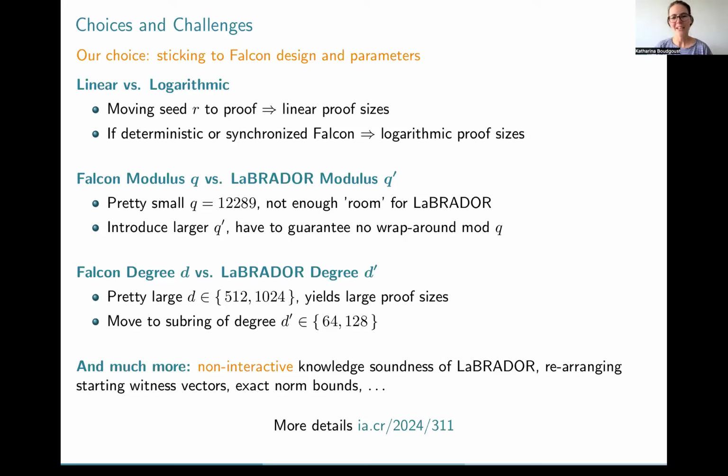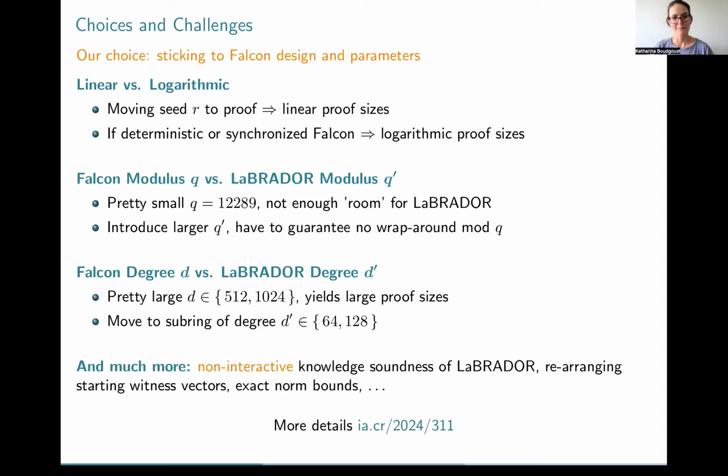And in the synchronized version, you replace the fresh random seed by just a timestamp. And by ensuring that you're only aggregating over the same timestamp, you also avoid problems here. And yes, if you do go to deterministic and synchronized Falcon, then you can now benefit from the full power of logarithmic proof sizes of Labrador.